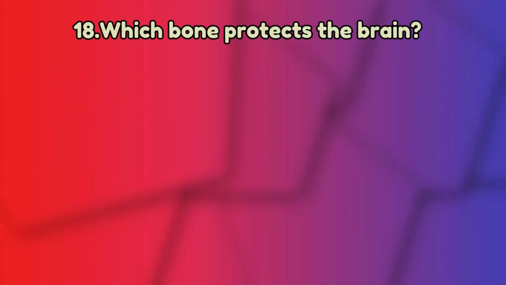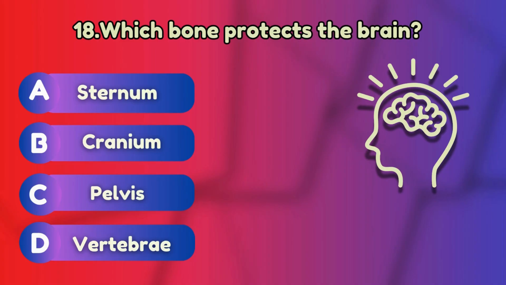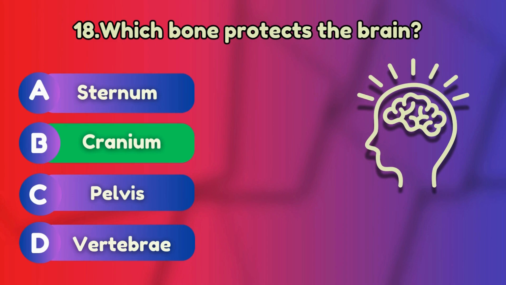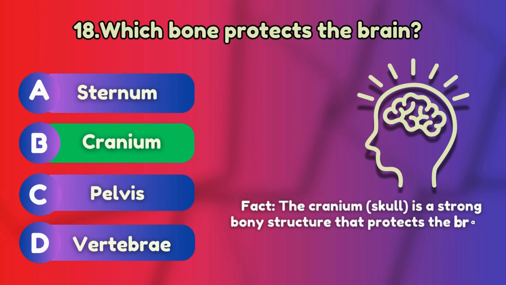18. Which bone protects the brain? A, sternum, B, cranium, C, pelvis, D, vertebrae. Right answer, cranium. Fact, the cranium is a strong, bony structure that protects the brain.